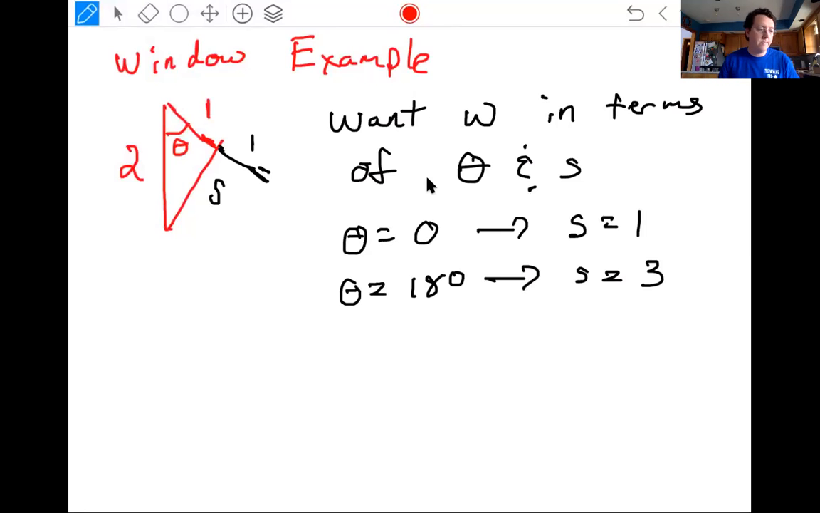Good reference values. Okay, so I'm going to draw this triangle again, and we're going to try to come up with some equations that we can use. Now, this might be slightly different than how the book does it. It all amounts to the same thing, just sometimes.